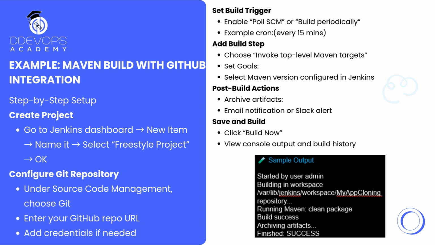First, create a Freestyle project, then configure your Git repository with the correct URL and credentials. Set up build triggers like SCM polling or cron jobs, add a Maven build step with your goals, and finish with post-build actions such as archiving artifacts or sending notifications. Once saved, you can build and view results instantly in the console output.